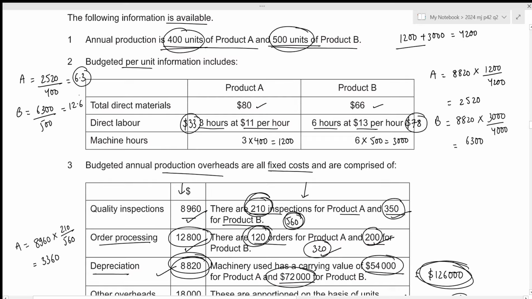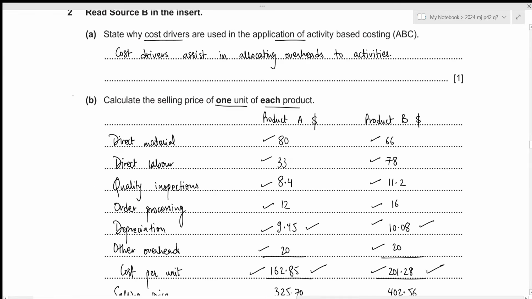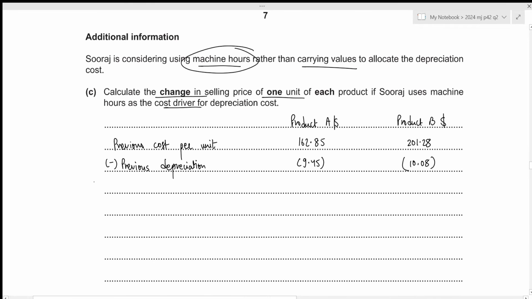Let's write these new depreciation per unit within our statement. And we need to add it so that we can get the new cost. So we have the new depreciation. For A, we calculated it to be 6.3, and for B, it was 12.6. Let's calculate the new cost per unit. For A, that will be 162.85 minus 9.45 plus 6.3, which results in 159.7. For B, that will be 201.28 minus 10.08 plus 12.6, which results in 203.8.